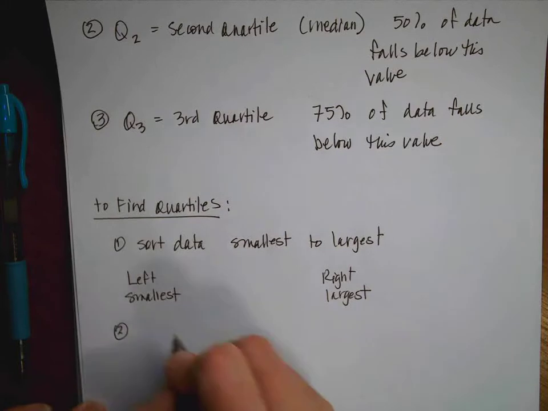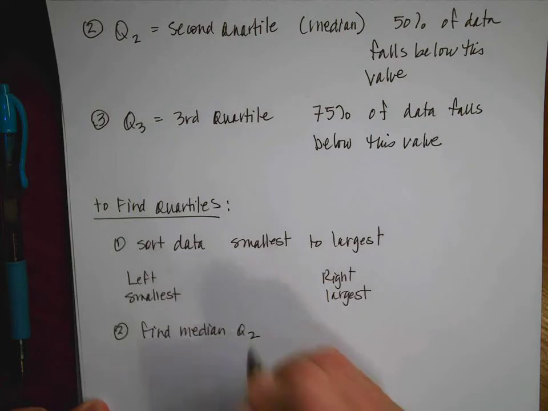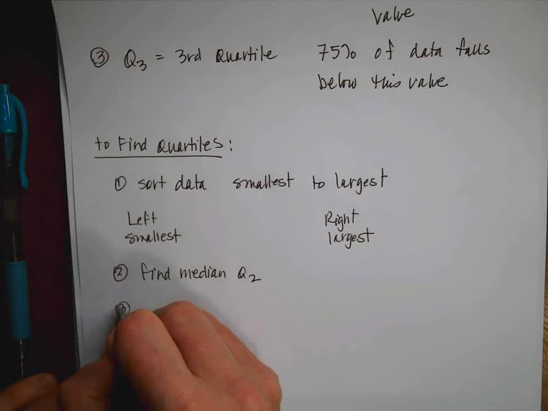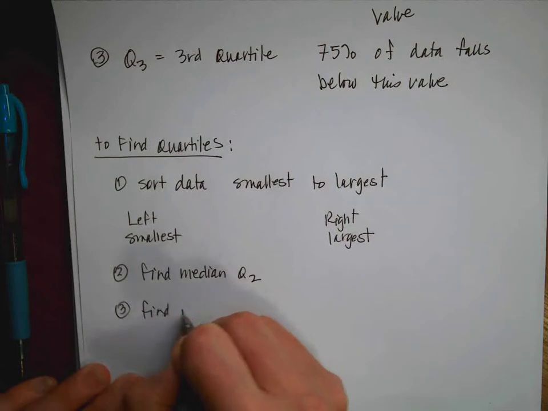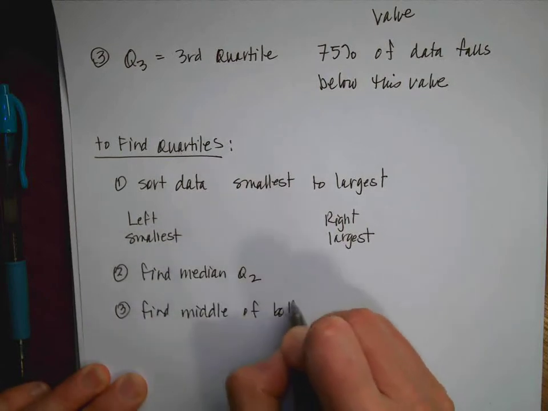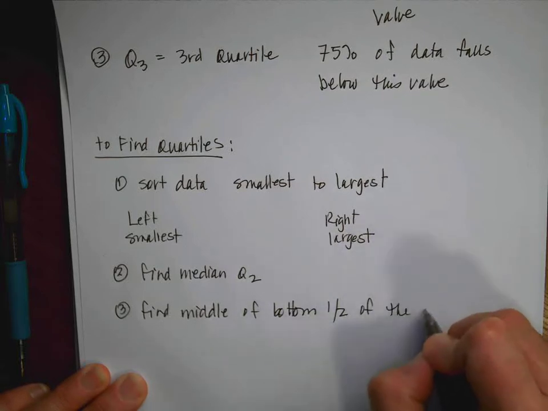The second thing that we're going to do is we're going to find the median. And remember that the median is also going to be Q2. And then we are going to find the middle of the bottom half of the data.